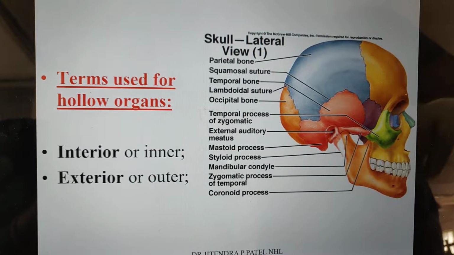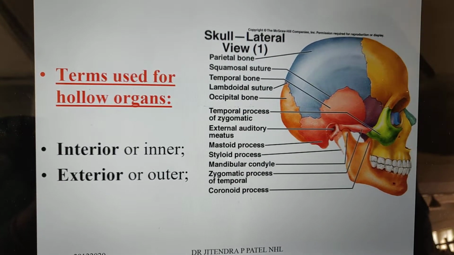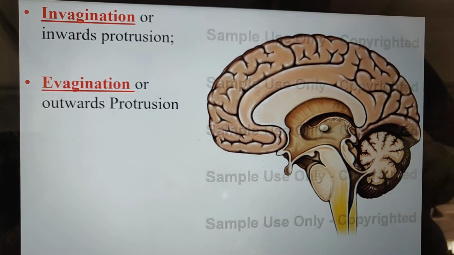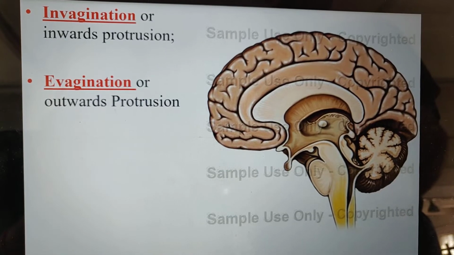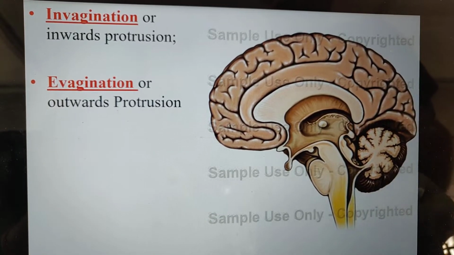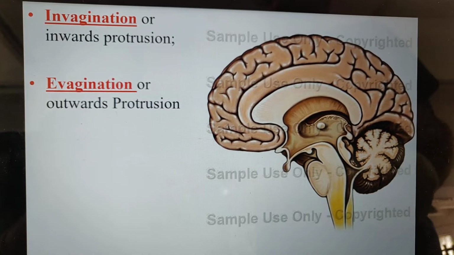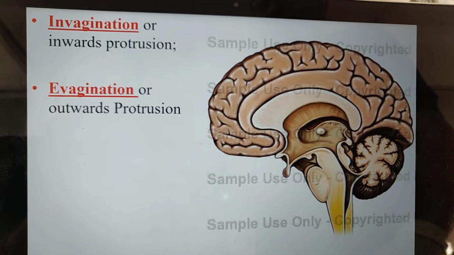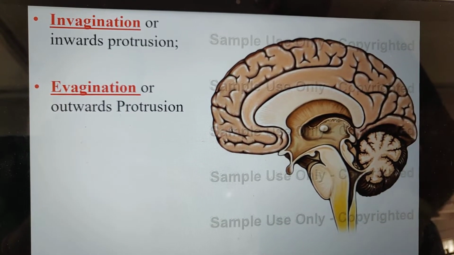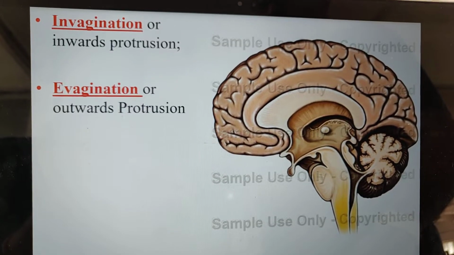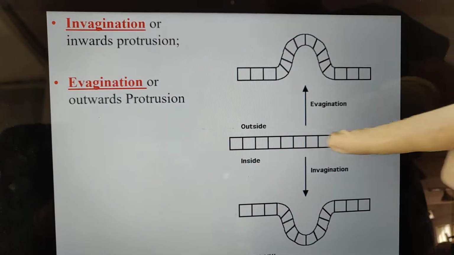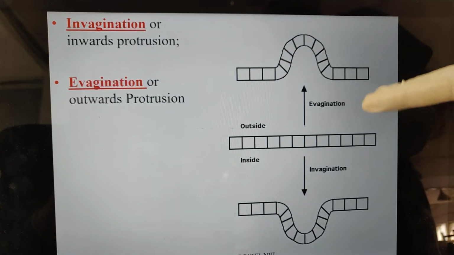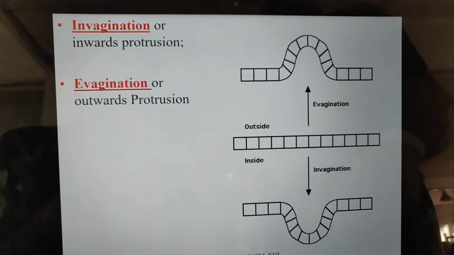When I study from the outer aspect of the skull, it is called the exterior of the skull. When part of an organ sometimes protrudes inward, it is called an inward protrusion, an invagination. When it comes outside, it is called an outward protrusion, an evagination. This is the normal line. If it goes outside, it is called an evagination. If it protrudes inside, it is called an invagination.